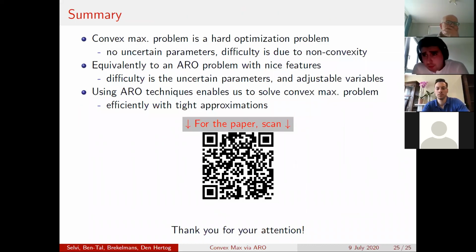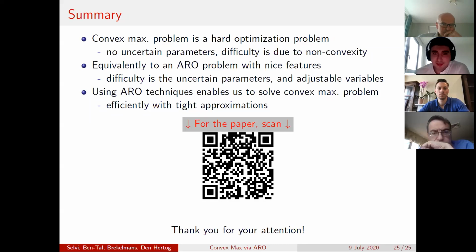So this was the end of my numerical experiments, but just to summarize, the convex maximization problem is a hard optimization problem that doesn't have uncertain parameters, and the difficulty arises from its non-convexity. But with an equivalent ARO problem, we carry the difficulty to its uncertain parameters and the adjustable variables. And now we have many methods in the ARO literature to efficiently approximate such problems. And by using these techniques, we show that we can very efficiently come up with tight bounds on the original problem. And thank you very much for listening to me.